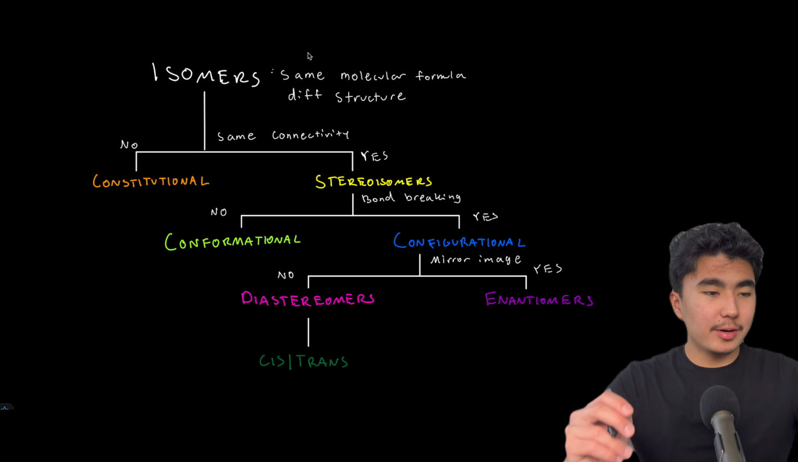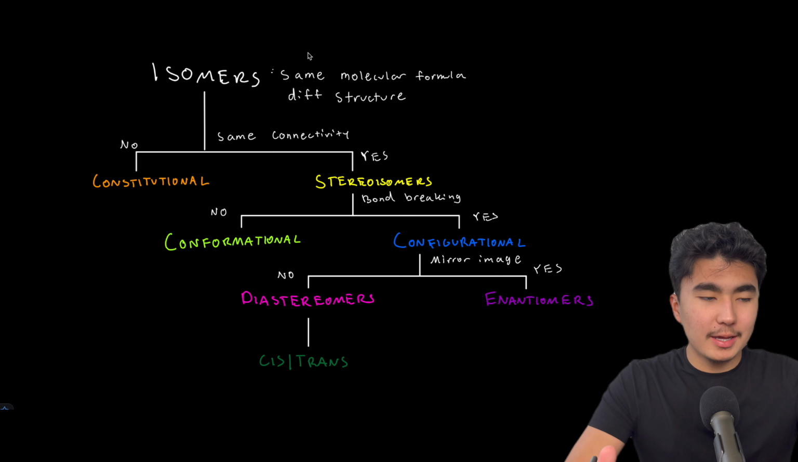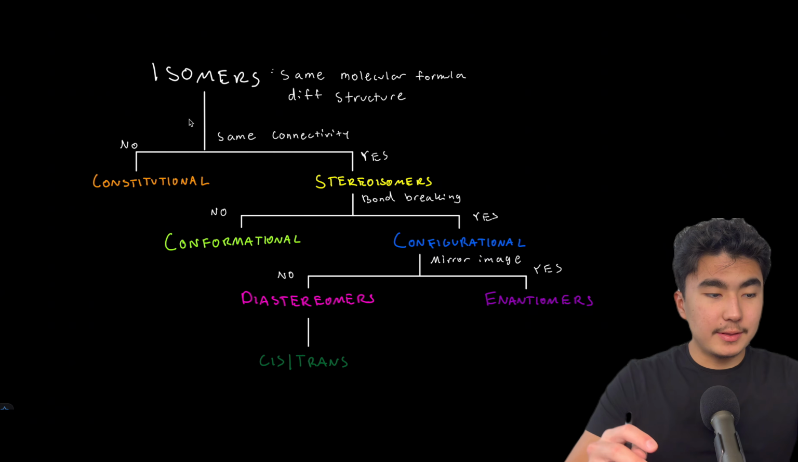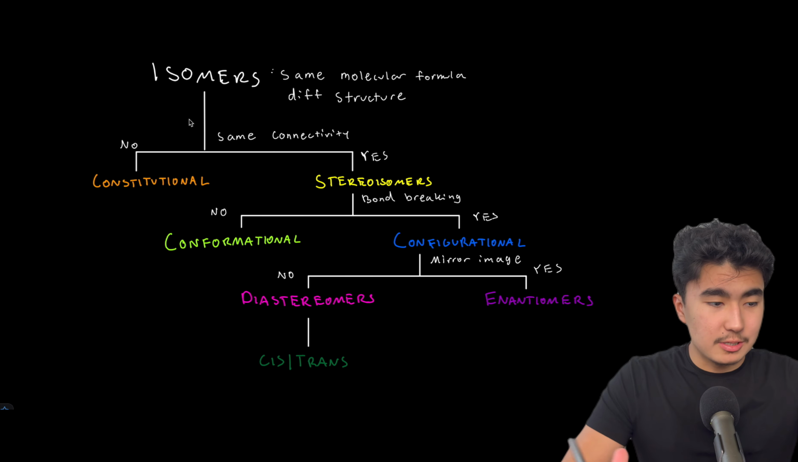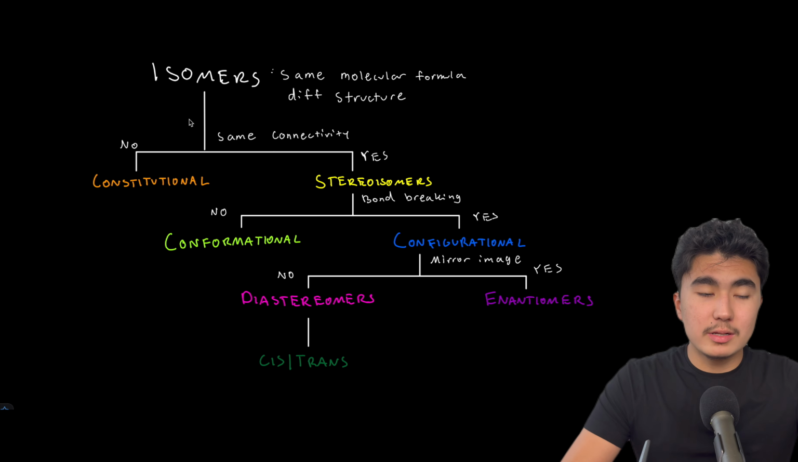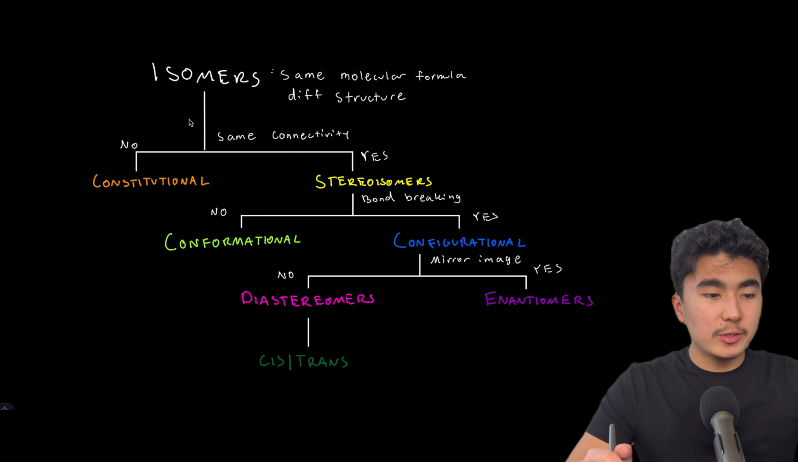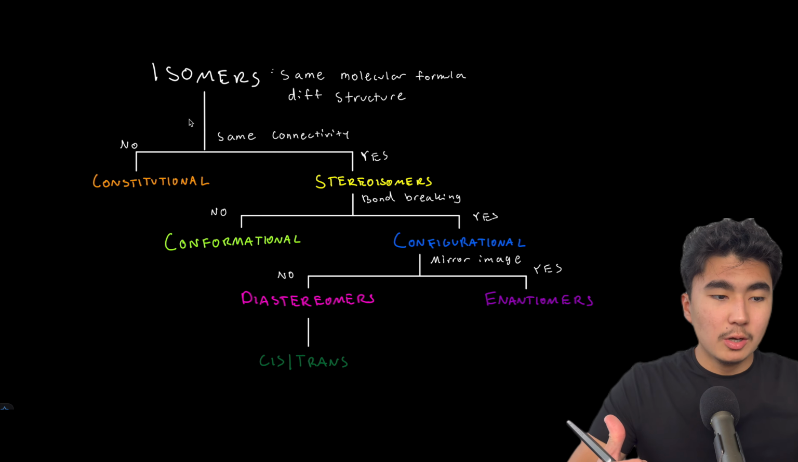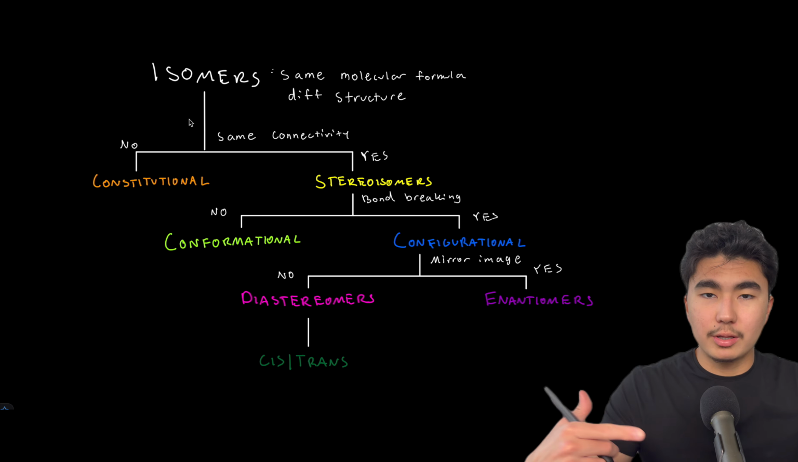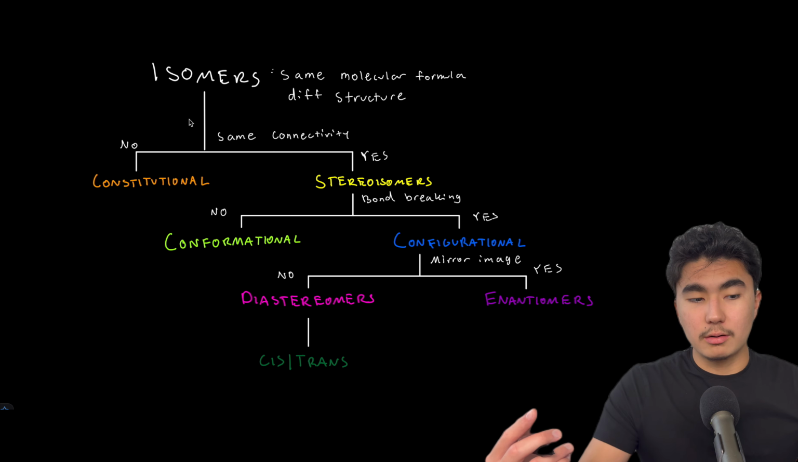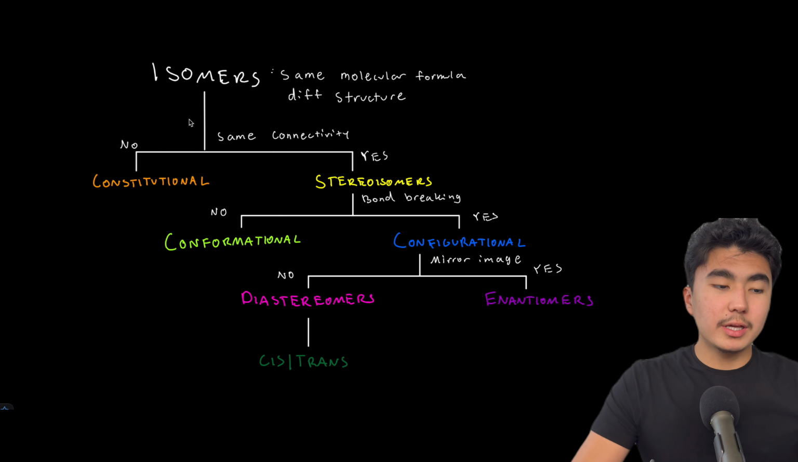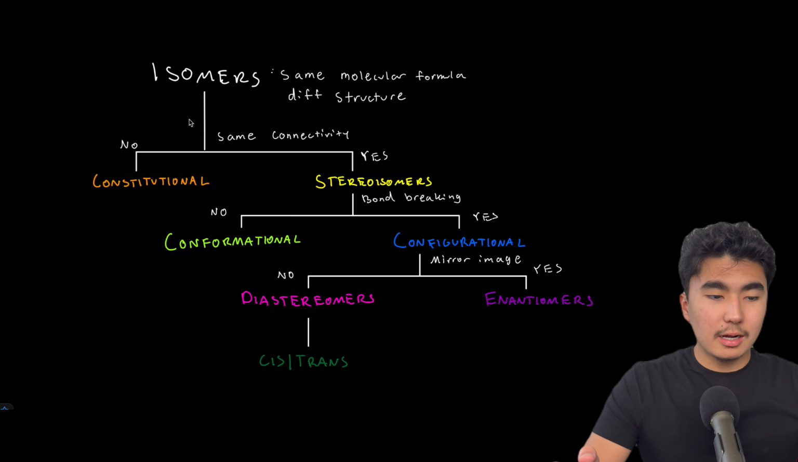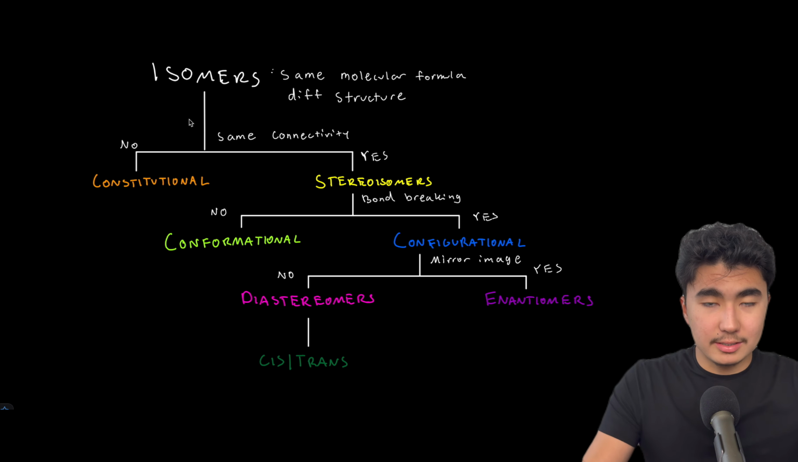So here's a diagram that it's good to memorize for the MCAT. Going down through the diagram, isomers start off as either constitutional or stereoisomers. Constitutional isomers don't have the same connectivity, while stereoisomers do. When we go down to stereoisomers, we break down into conformational and configurational. If we need bond breaking in order to invert our molecule, we go to configurational. If we don't, we have conformational. And going down configurational, we have enantiomers and diastereomers.